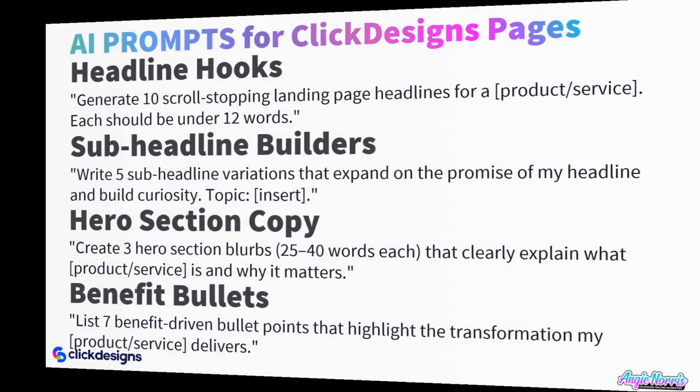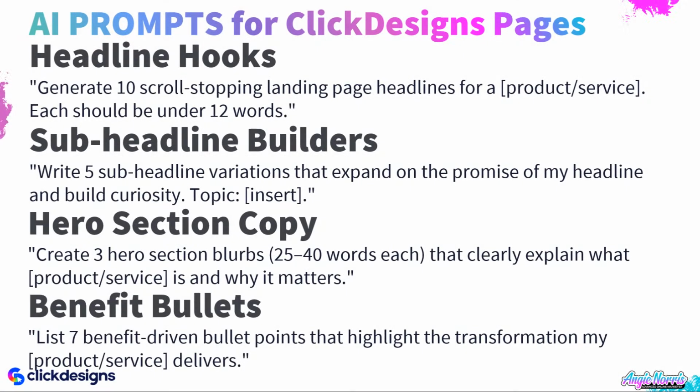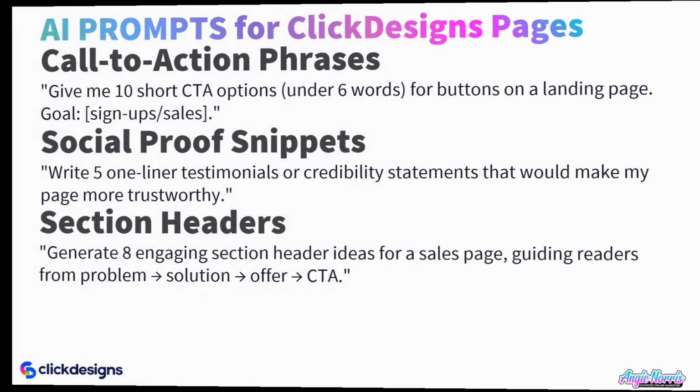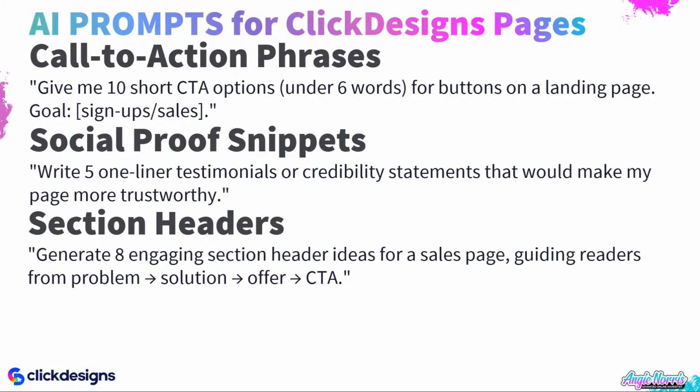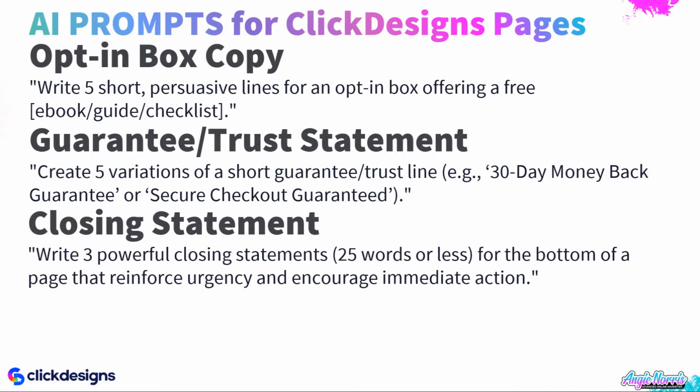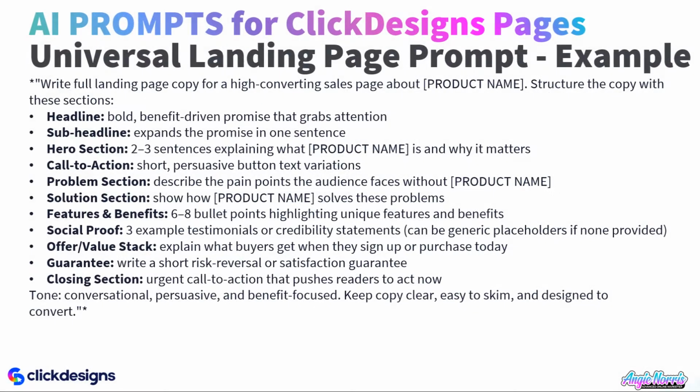And then we also have prompts for you. So headline hook, subline head builder, hero section copy, benefit builders. We have call to action phrases, social proof snippets, section headers. We have opt-in box copy, guaranteed trust statement, closing statement. We have even more, right? I even put in the AI universal landing page prompt example. So you can go through here and look at this.